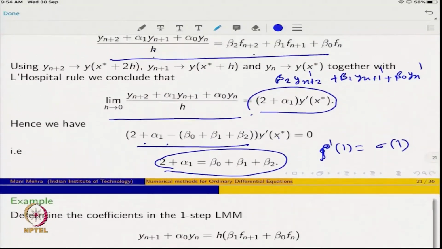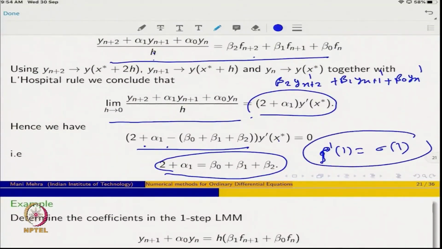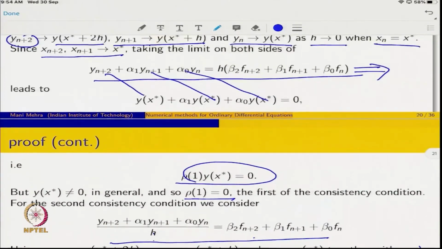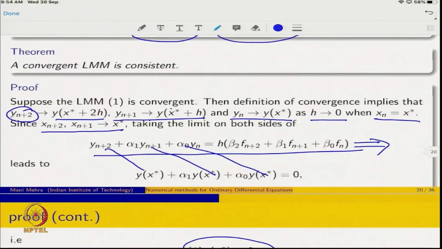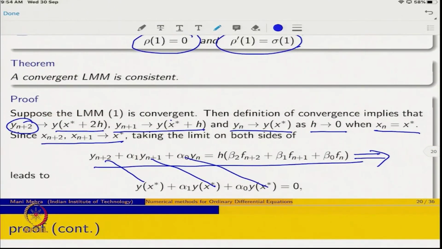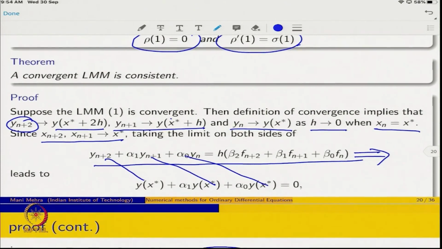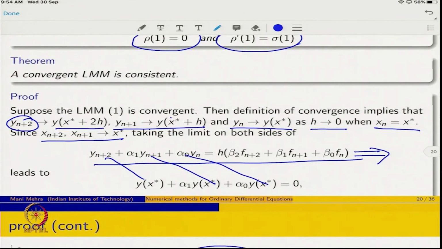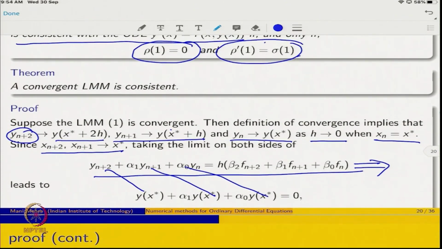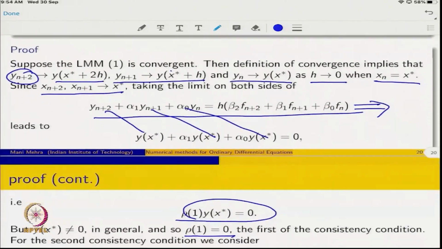So, we have proved that a convergent linear multi-step method is consistent, because both conditions should be satisfied, which is this or this. One is the first consistency condition, and this is called the second consistency condition.